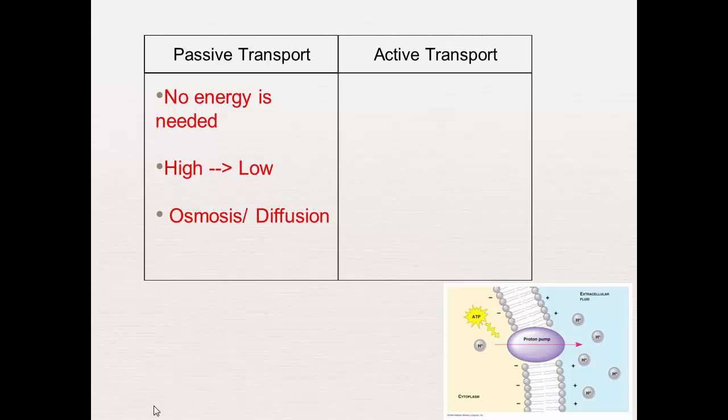But there are times when your body, your cells or other organisms, need to move molecules the other way. They need to get molecules from an area of low concentration to an area of high concentration. And the molecules don't generally want to do that. So in order to move molecules in that way, there's a process called active transport.